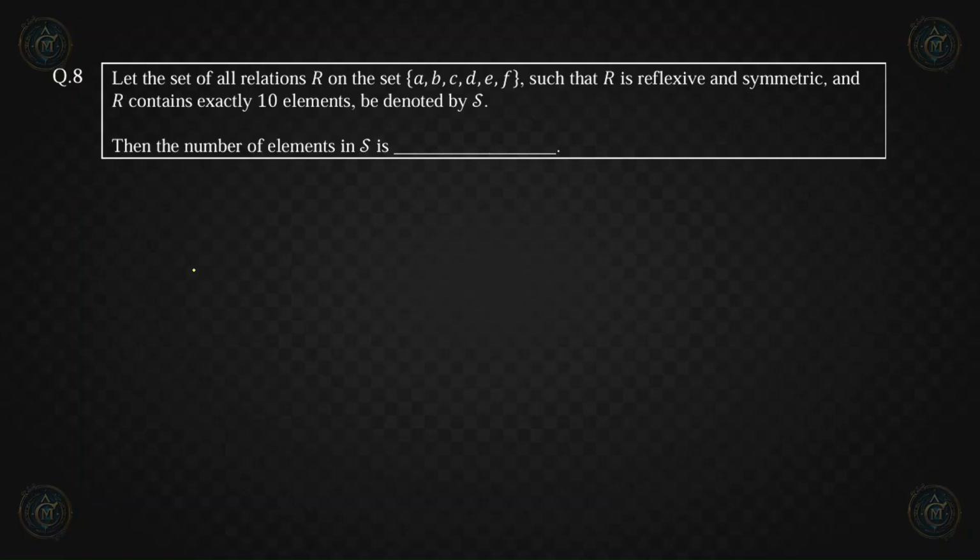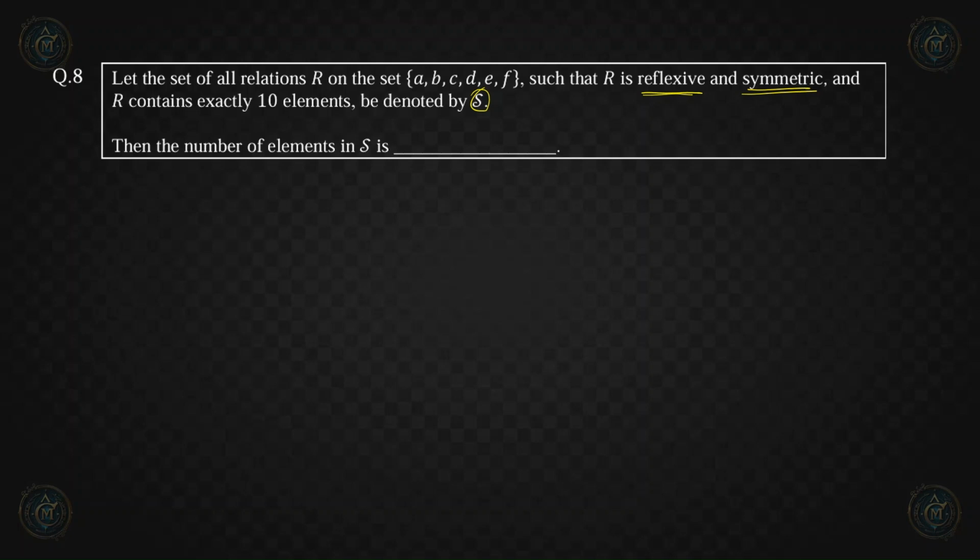In this video, we are going to discuss question number 8 of paper 1 of JEE Advanced 2025. So let us discuss this problem. Let the set of all relations R on the set {A, B, C, D, E, F}, these are the set elements, such that R is reflexive and symmetric, and R contains exactly 10 elements, be denoted by S. Now this set S contains all the relations such that R is reflexive and symmetric.